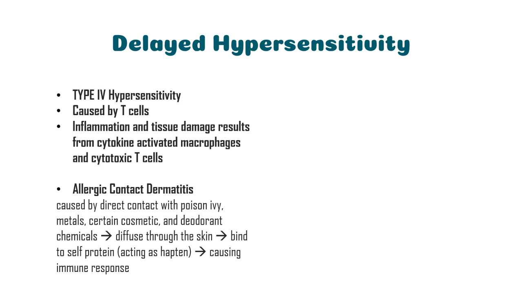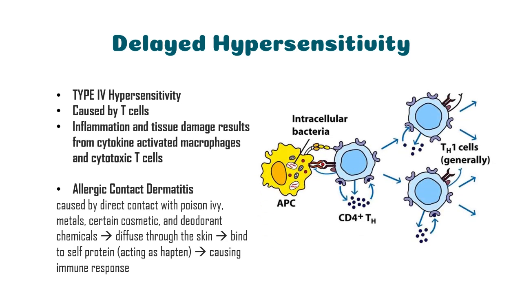An example of delayed hypersensitivity is allergic contact dermatitis, which is caused by direct contact with chemicals. These chemicals will diffuse through our skin, bind to self-proteins, and they will be recognized as foreign, and our immune system will mount an immune response against it, and they will destroy it and destroy its surrounding tissues.